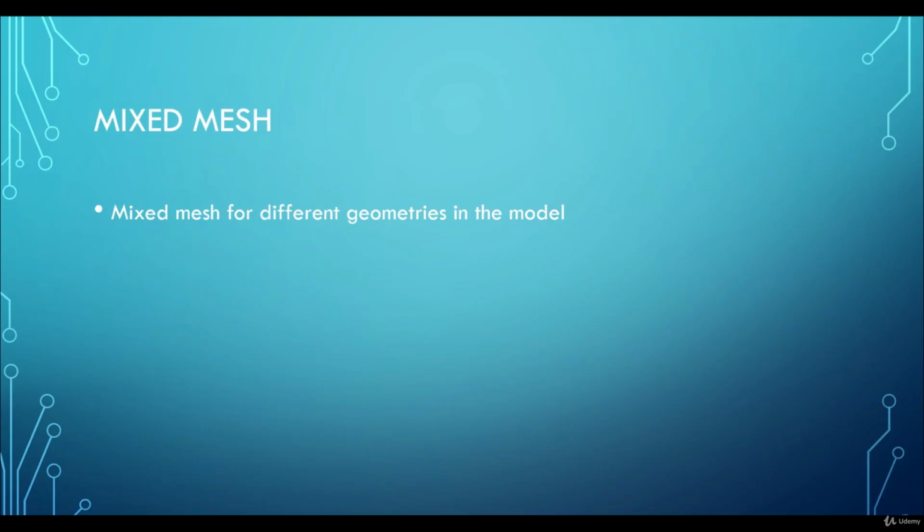The fourth option that we have is a mixed mesh. When we have different geometries, the program automatically uses a mixed mesh. So there is a possible combination of shell, beam, and solid mesh.